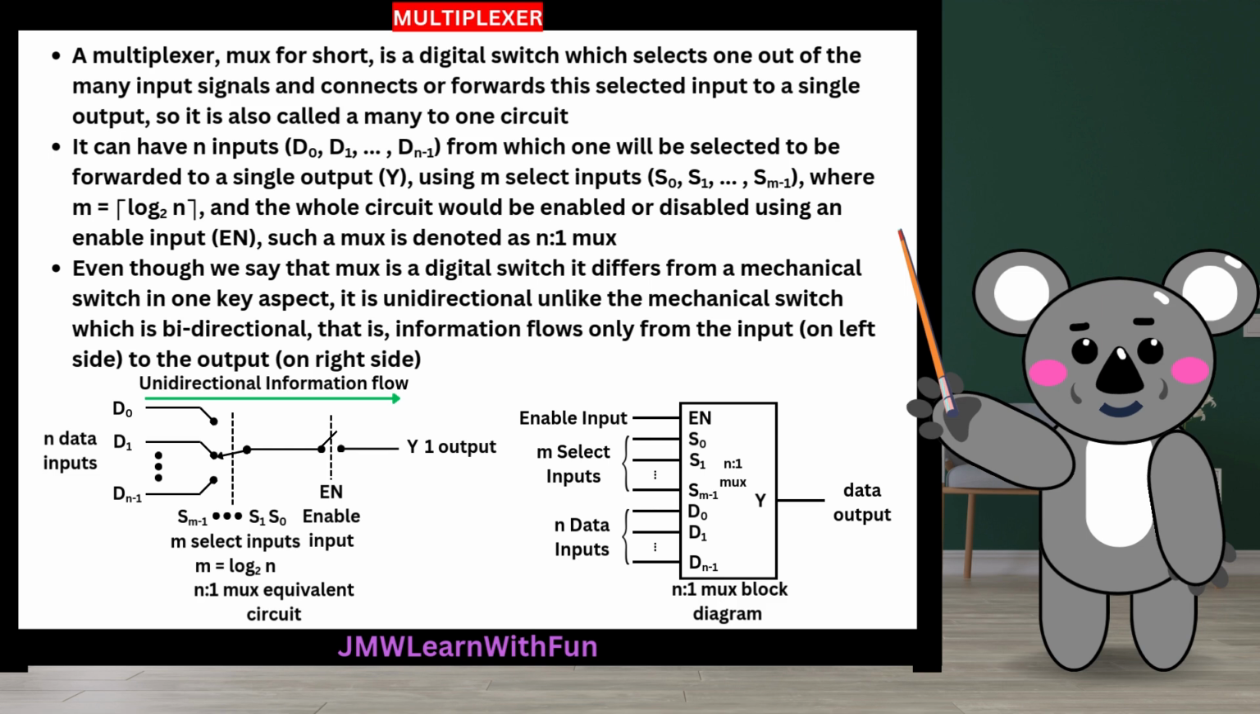A multiplexer, MUX for short, is a digital switch, which selects one out of the many input signals, and connects or forwards this selected input to a single output, so it is also called a many-to-one circuit.